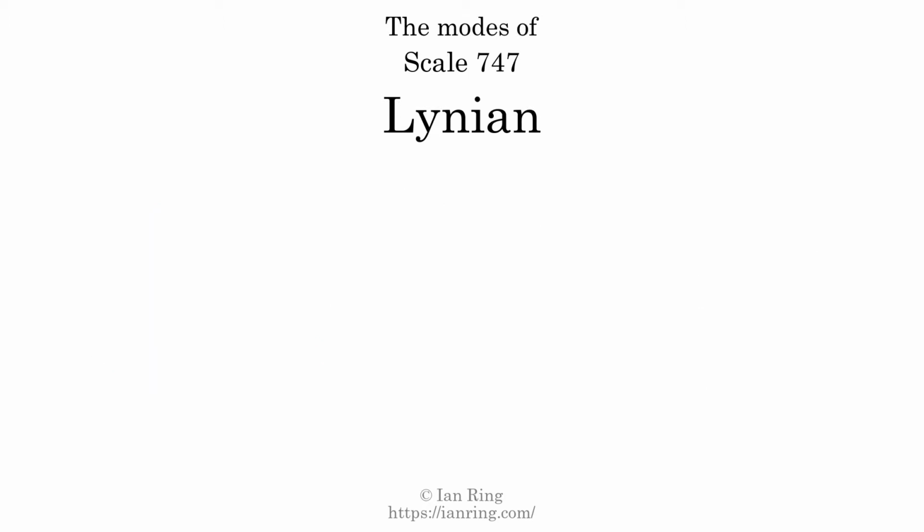This scale has 7 modes. The first mode is itself. The second mode is scale 2421, also known as Lynian. It sounds like this.